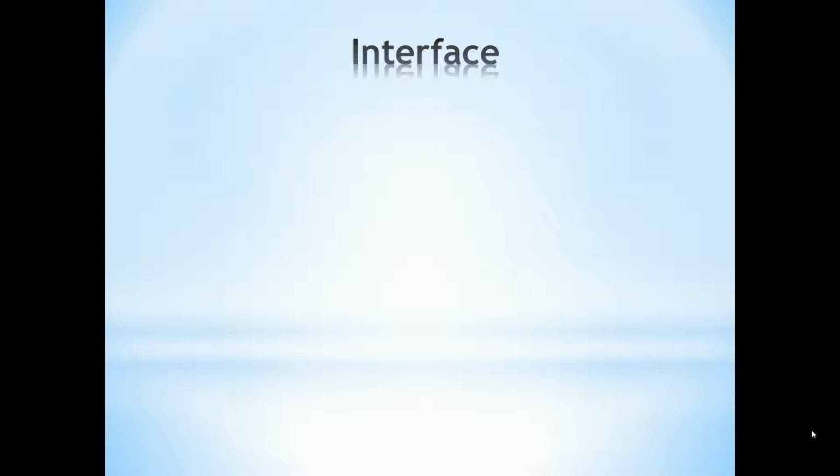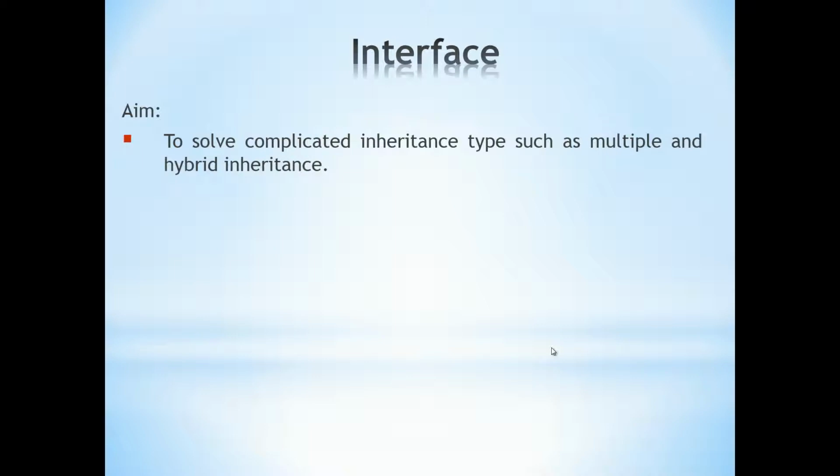What is meant by interface? If you want to achieve multiple or hybrid type of inheritance, then this type of inheritance is achieved by using interface in Java. What is the aim of interface? To solve a complicated type of inheritance and to perform method overriding.